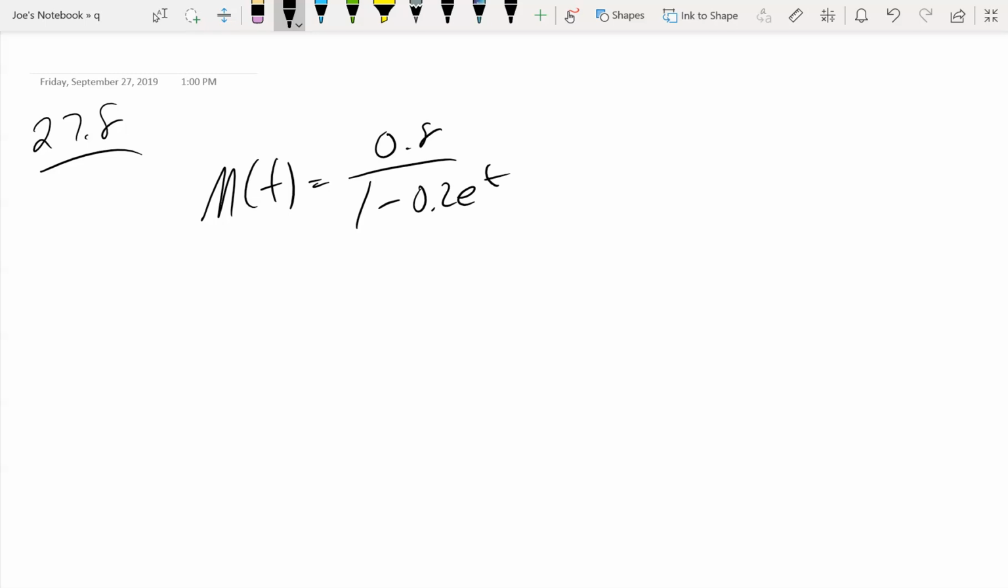All right, 27.8 gives you the moment generating function for a random variable, and it asks you to find the variance. Moment generating function is section 2.5.